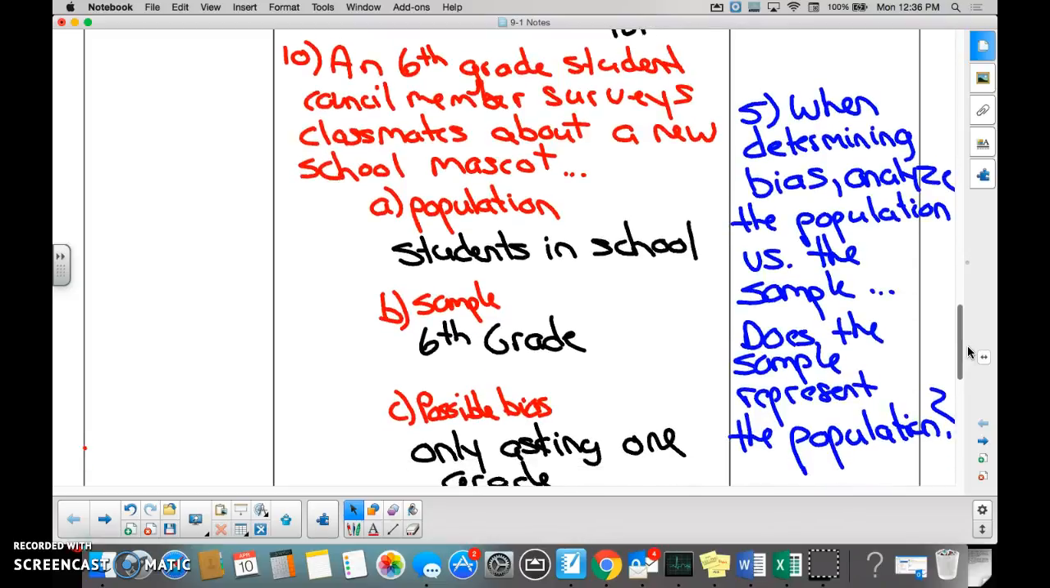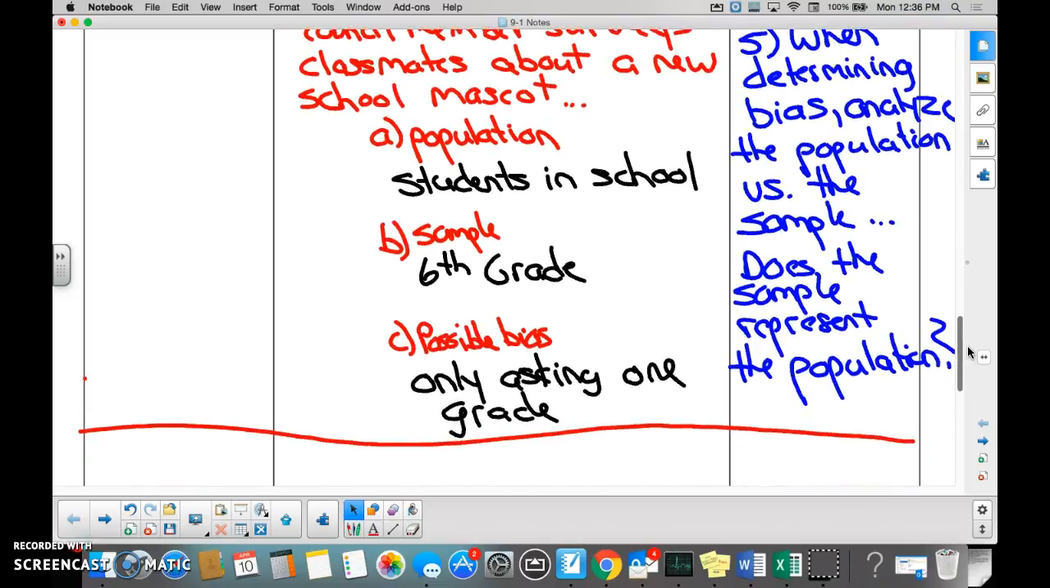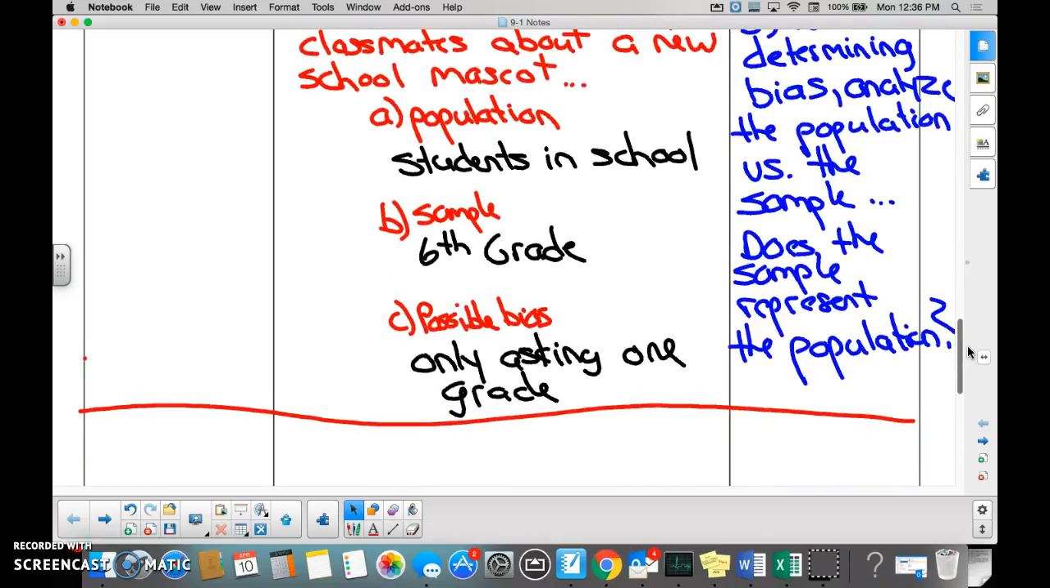When determining bias, you need to analyze the overall population compared to the smaller sample. Ask yourself this question. What's the question you should ask yourself, Nicolette? Does the sample represent the population? If the sample doesn't represent the population, ask yourself why. Why doesn't the sample represent the population? And that would be where you will get your bias from.